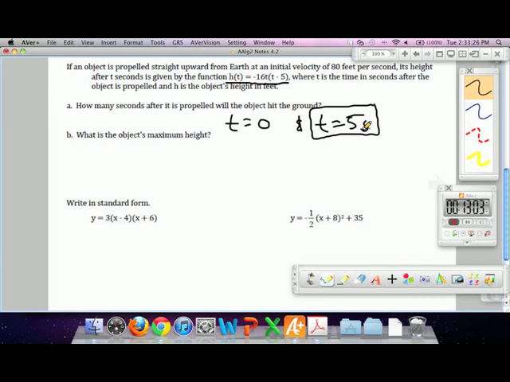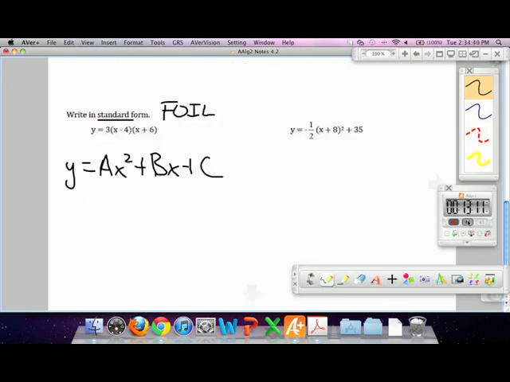Standard form, why don't you multiply these out and simplify so you're in standard form. So you get something times x squared plus something times x plus some constant. You could FOIL or box multiply. Simplify. So in this case, you might want to FOIL them and multiply by 3. Or how about FOIL this perfect square out, multiply it by negative 1/2, and then add 35.